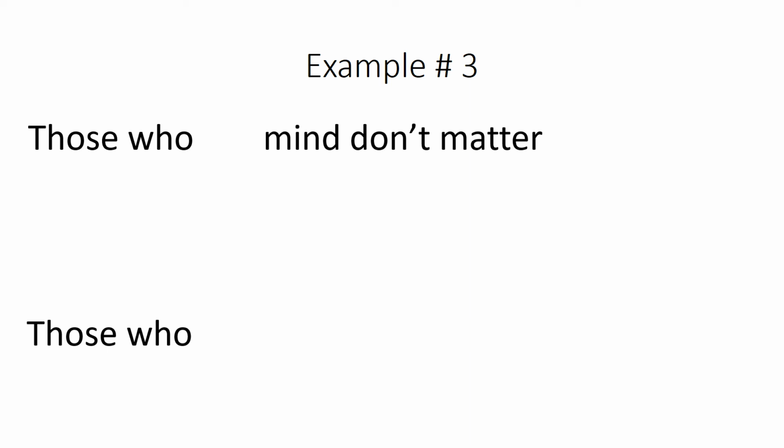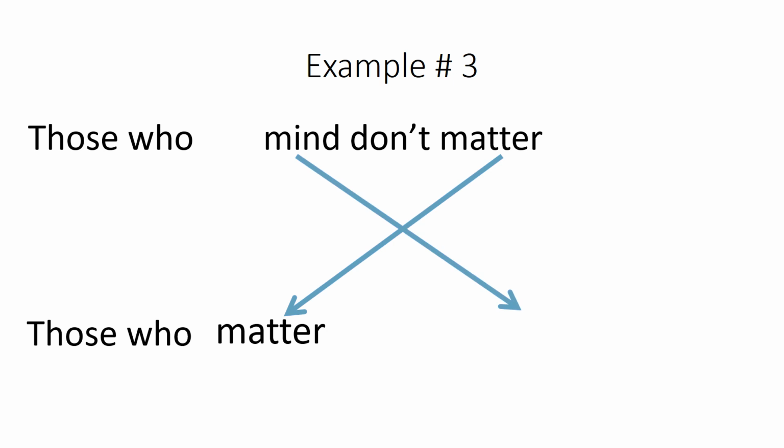So, mind don't matter. We're going to bring the last term, matter, first. Then we're going to bring the first term, mind, and make it last. And we're going to bring the middle term straight down. So those who mind don't matter has become those who matter don't mind. So at first, it's saying the people who are always bringing up some type of drama about things are not important. But the people that are important don't bring drama up. That is another example of chiasmus.